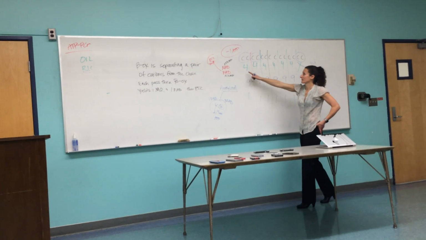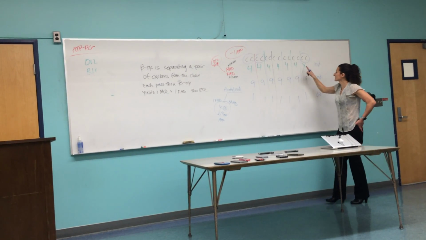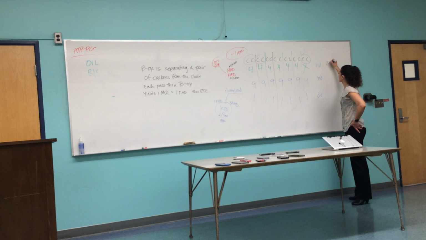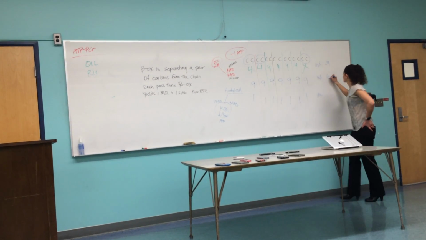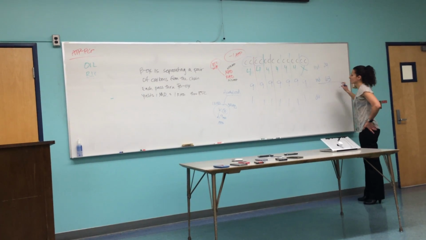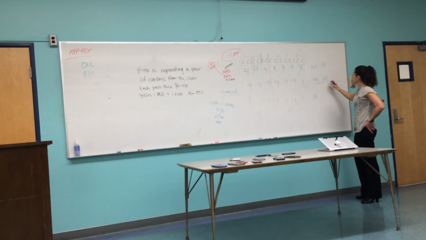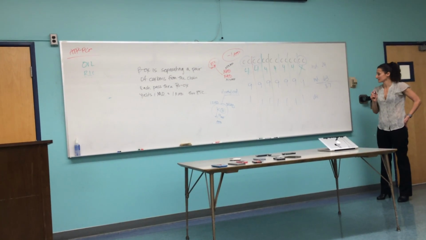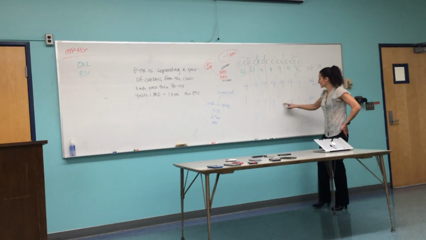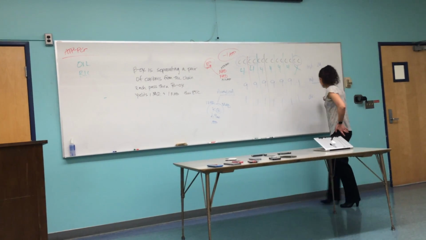Let's count them up. 1, 2, 3, 4, 5, 6 times 4 is 24. 7 times 9 is 63. So total indirect, 87. Yes, check my math, please. Direct, we have 1, 2, 3, 4, 5, 6, 7.